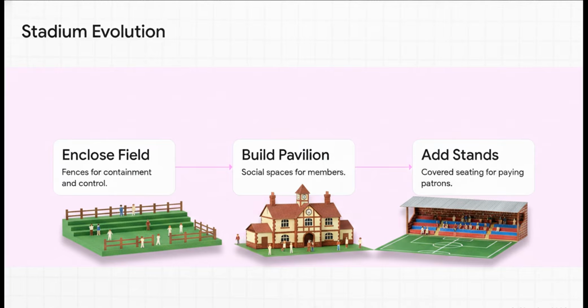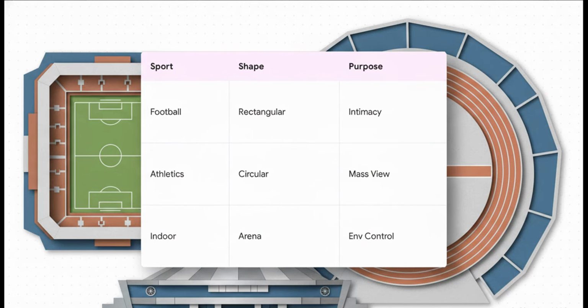Step 2. Build a pavilion. As these clubs gained some financial footing, they added offices, changing rooms, and social spaces. And finally, Step 3. Add dedicated stands. We're talking robust, brick constructions with covered seating to actually protect paying fans from the rain. But here's where it gets interesting.